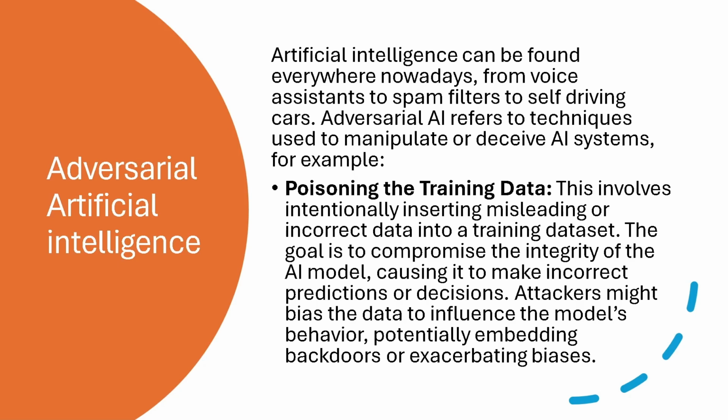Adversarial artificial intelligence. AI can be found everywhere nowadays, from voice assistants to spam filters to self driving cars. Adversarial AI refers to techniques used to manipulate or deceive AI systems. Some of the examples are as follows: poisoning the training data. This involves intentionally inserting misleading or incorrect data into a training dataset. The goal is to compromise the integrity of the AI model, causing it to make incorrect predictions or decisions. Attackers might bias the data to influence the model's behavior, potentially embedding backdoors or exacerbating biases.